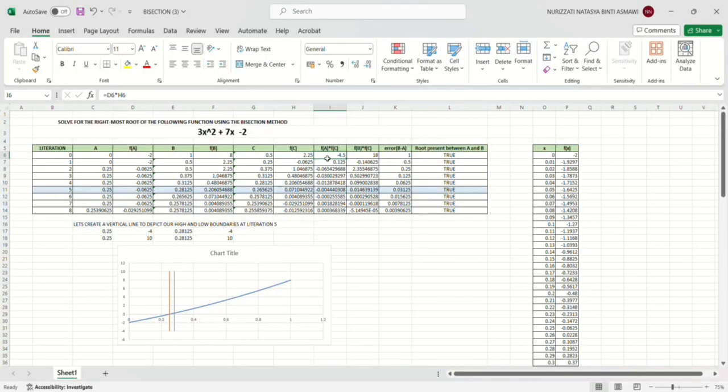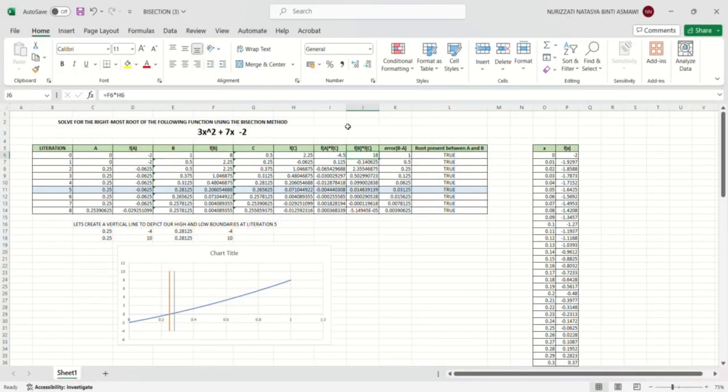For this one, we have to multiply the value of f of A with the value of f of C, and then we can get the value which is negative 4.5. Just like the previous one, we are going to multiply the value of f of B with the value of f of C, and then we can get the value which is 18.